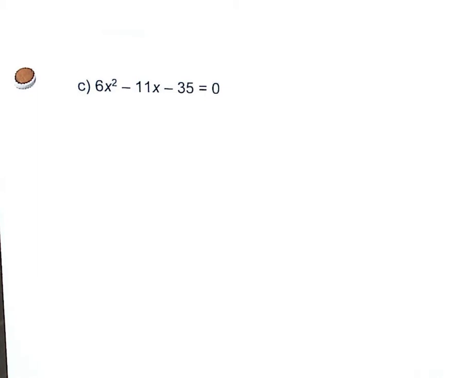Now, before you start saying what times what equals the last one and adds, make sure that you see if you can factor anything out first, like a common factor. In this case, 6, 11, and 35 have nothing in common, but if they had all had 2 in common, it would have made our lives much easier.